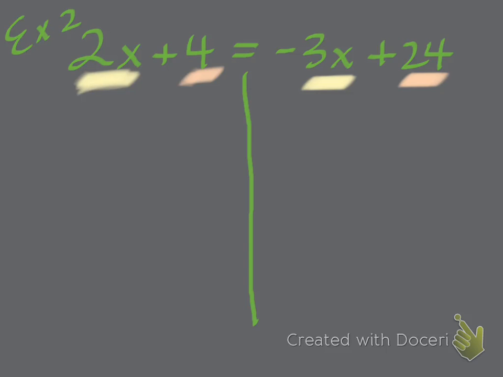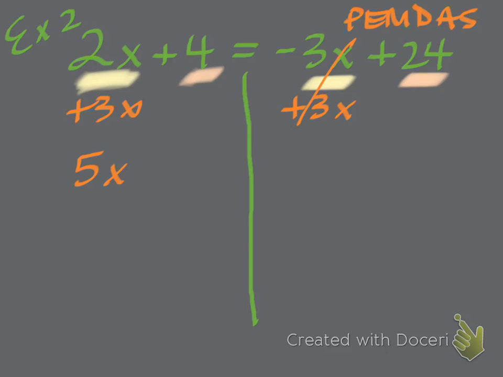I have a negative 3, so that's kind of the same as subtracting 3. If I'm going to move that, operations wise, I'm going to add 3 to both sides. That's now a 0. 2 plus 3 is 5. Don't forget your x. 5x plus 4 equals 24.